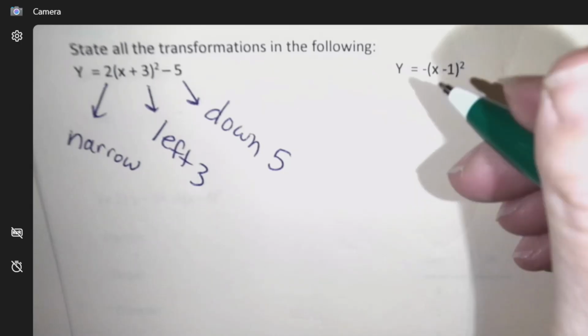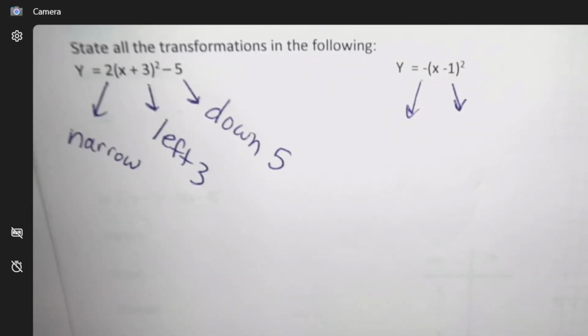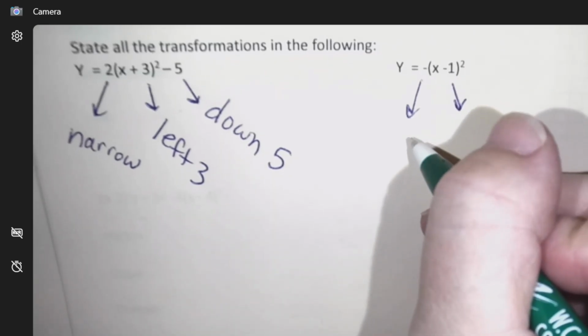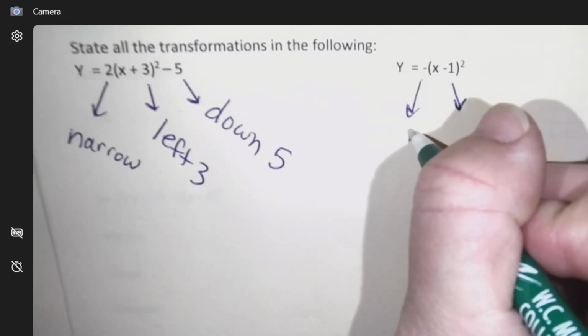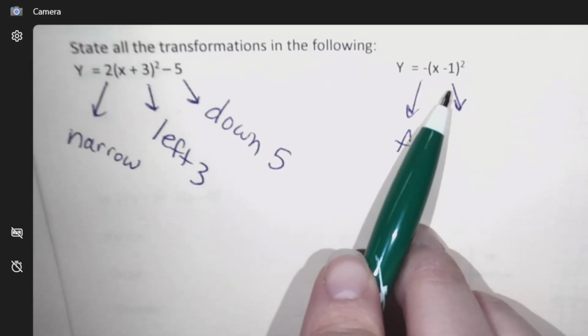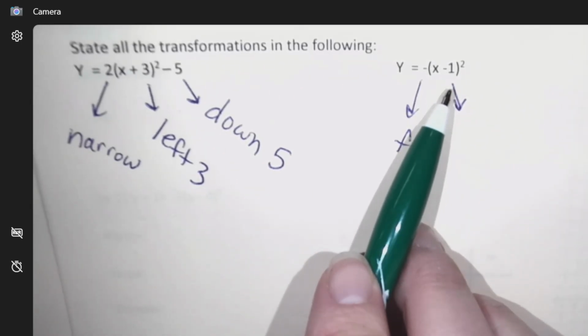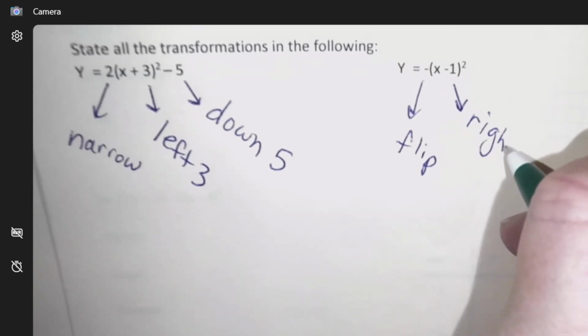Okay, I need you to give me 2 descriptors here. What happened to the parabola shape? What happens when there's a multiplier negative? Did you flip it? And the number in the brackets, which way do you go? Did you make a right?